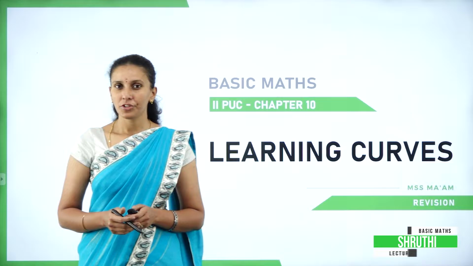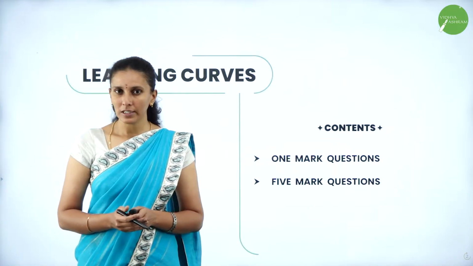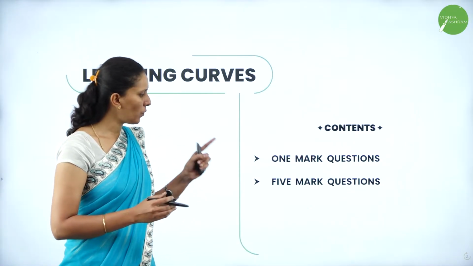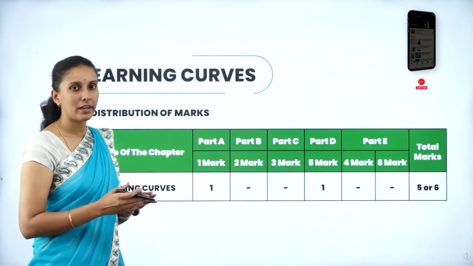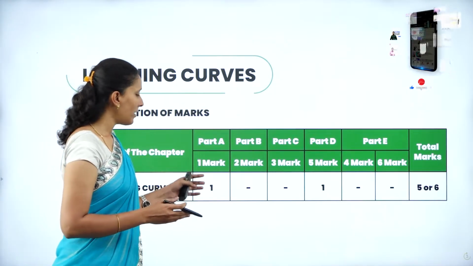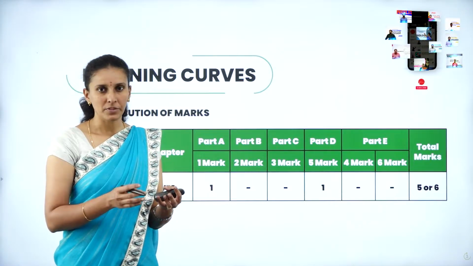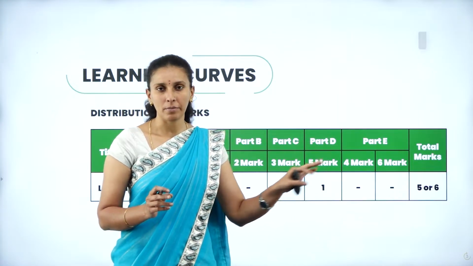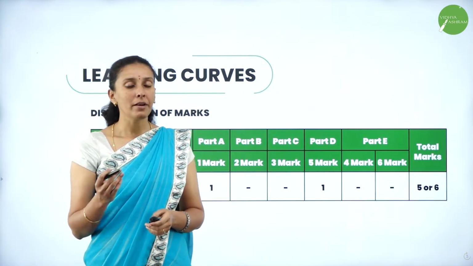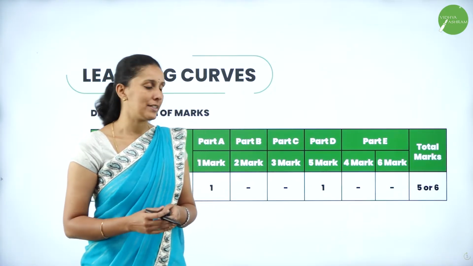So today in this session we are going to revise from the chapter learning curve. You can expect a 1 mark question or a 5 mark question. The 5 mark question is compulsory from this chapter, and 1 mark they might ask you sometimes. Therefore, in total you may get 5 or 6 marks from this chapter. So let's see the 1 mark questions they might ask you in your examination.